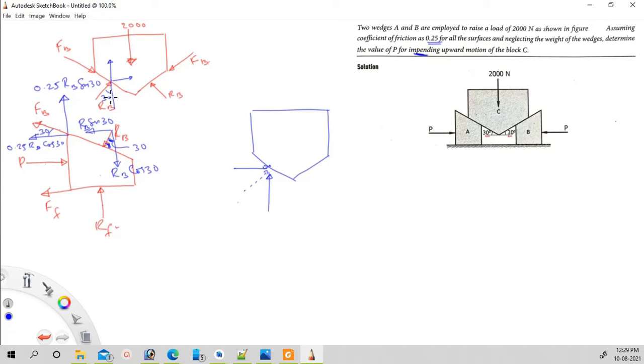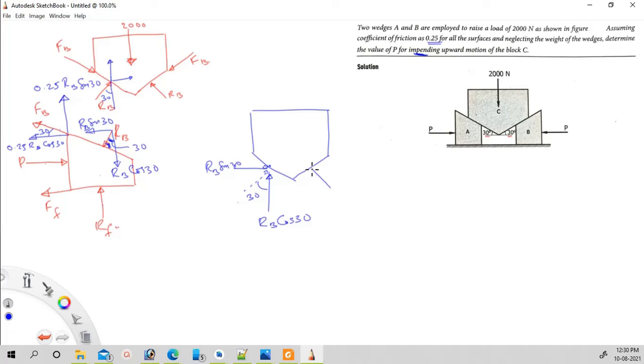Yeah. This angle is 30 degree. Therefore, this is 30 degree. Therefore, this will be RB cos 30. Why is it RB? Because from this surface, the reaction will be same on to this, and the same will be here on to the block from the block A to C. Same reaction will be there. So RB cos 30, this will be RB sin 30.